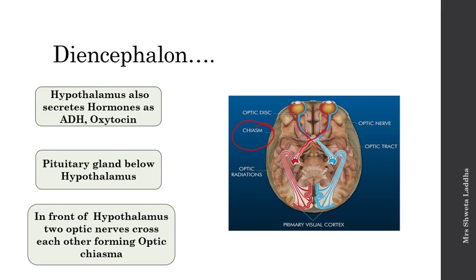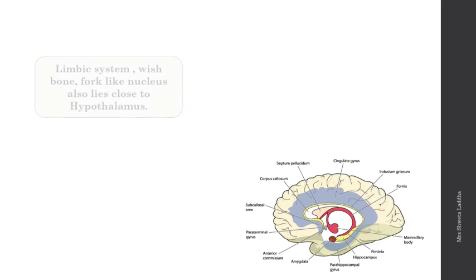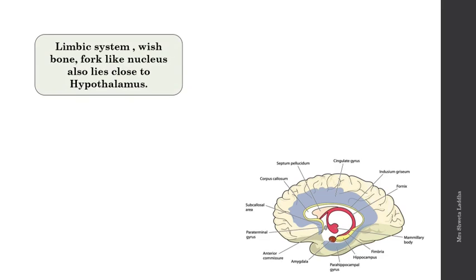Now we'll also discuss the limbic system. The limbic system is the emotional system, present as a wishbone or fork-like nucleus lying very near to the hypothalamus. This is the mammillary body in red color. The mammillary body is closely attached to the midbrain. This is the midbrain. In front of the midbrain, the mammillary body is present. This curve is called the fornix.